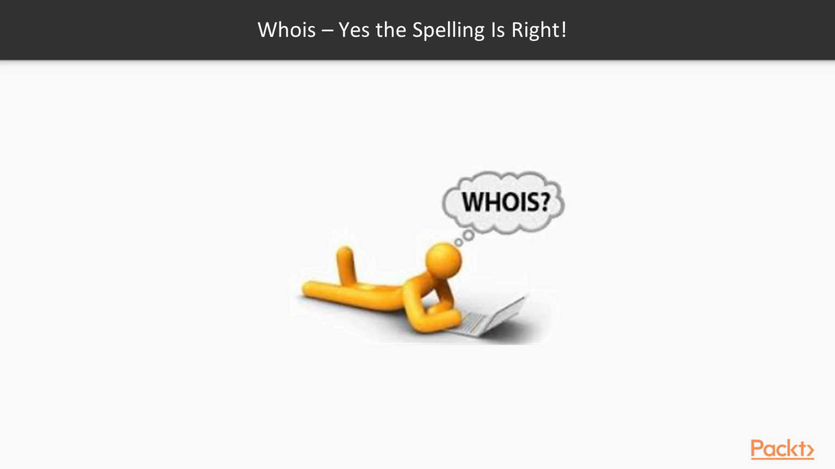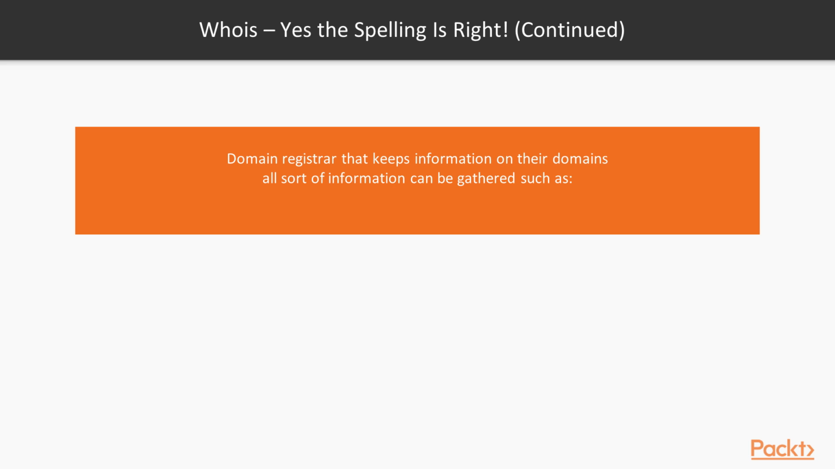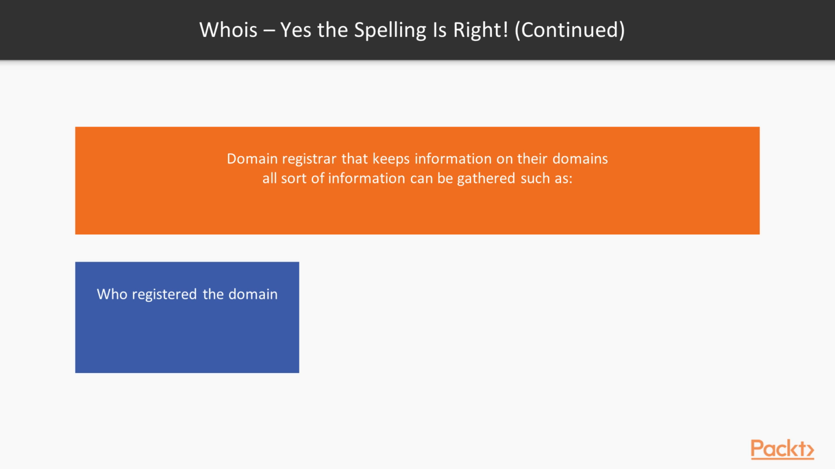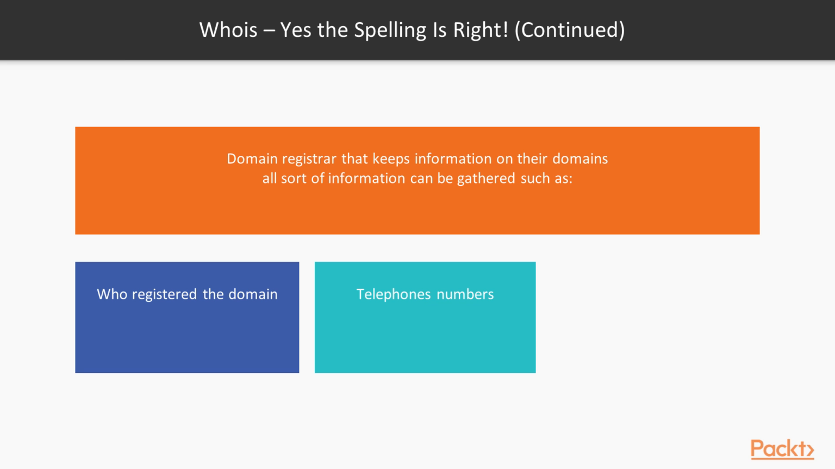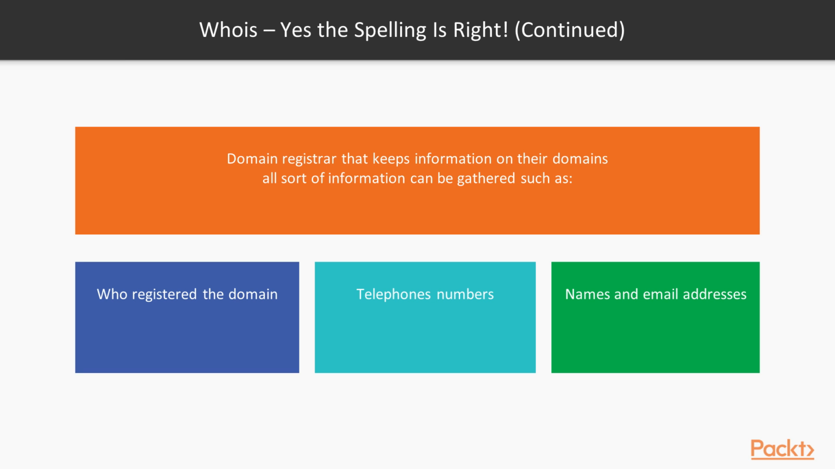The next one we have is Whois. Now, Whois is basically something on the internet known as a registrar that keeps information about domains, and you can get information off it. For example, who registered the domain? What are the telephone numbers for whoever registered the domain? Names and email addresses of whoever registered the domain.